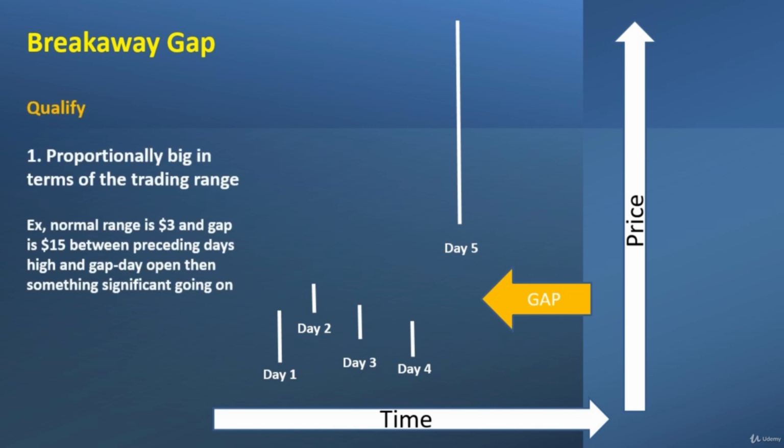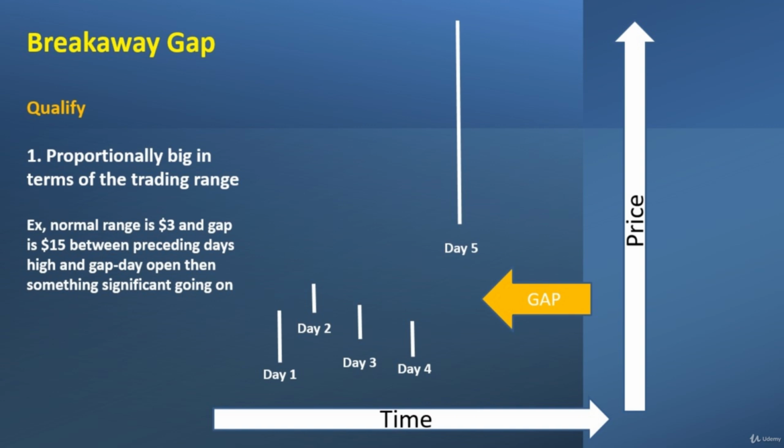Ideally for a breakaway gap, you want it to be really proportionally big in terms of the trading range. So for example, if the normal range is, let's say, $3 or whatever your currency is, and the gap is $15 as far as between the preceding day's high and low, and the gap day then opens up higher than that, that might tell you that something significant is going on. There's a big gap in between the prices, and the more significant the gap, the more impactful that is, and the more likely you might have a true breakaway gap.